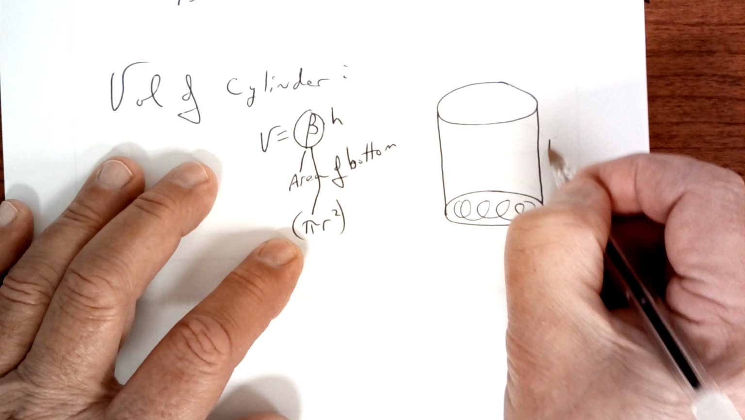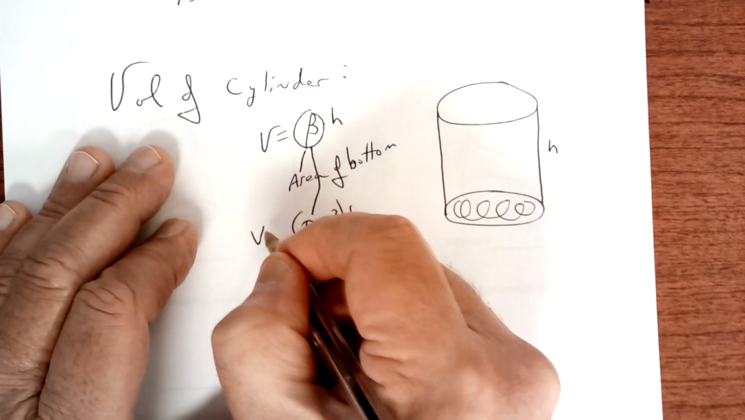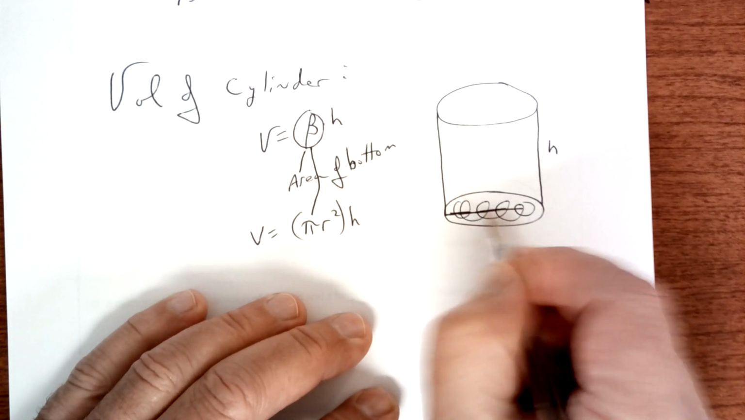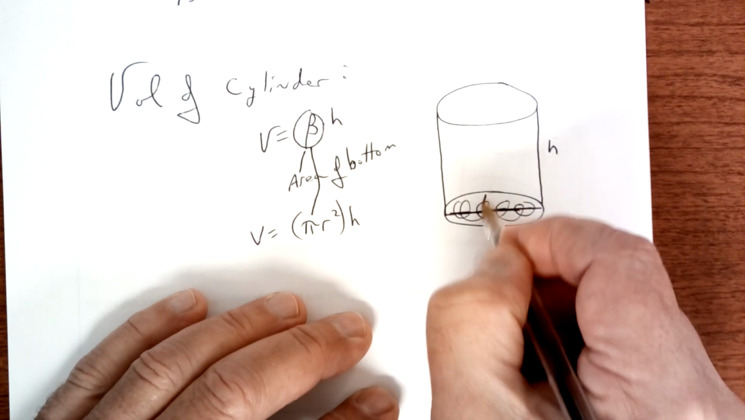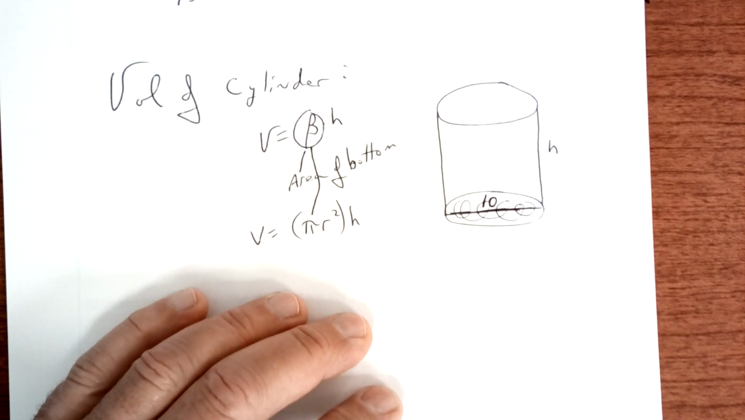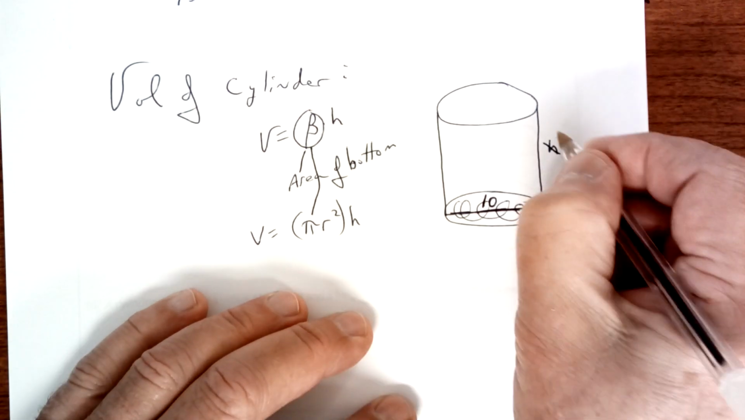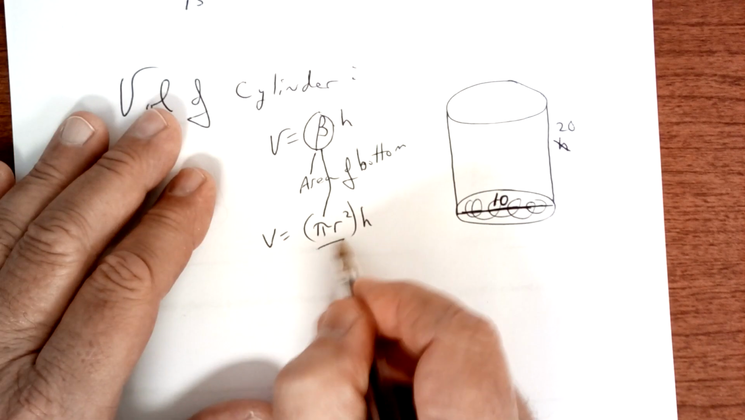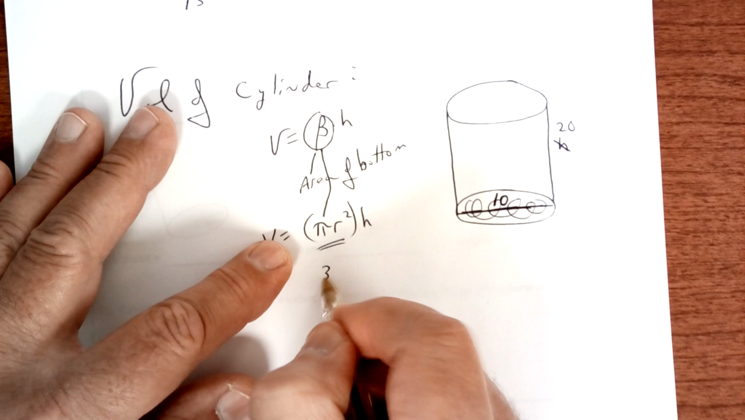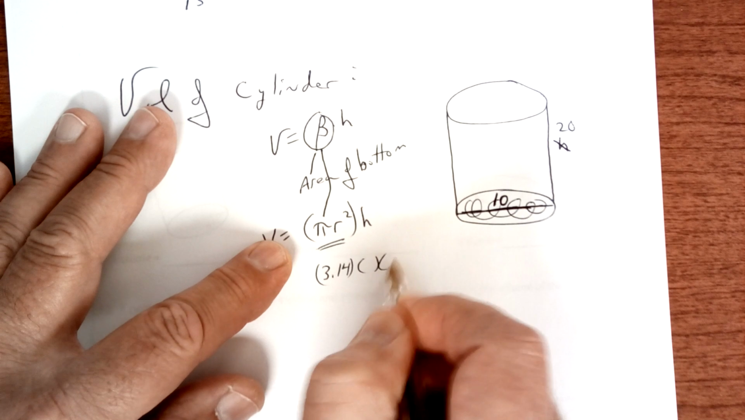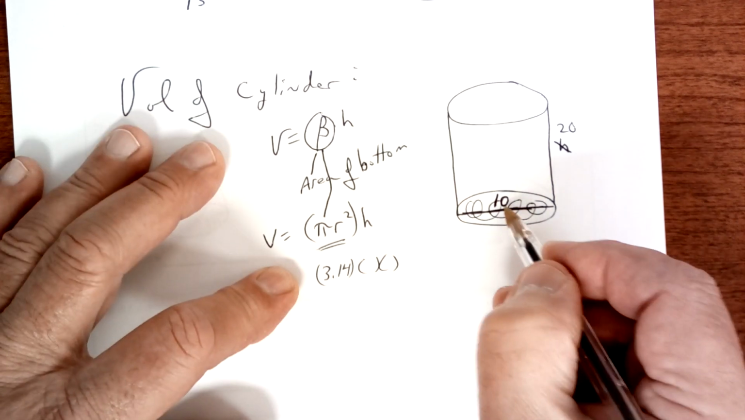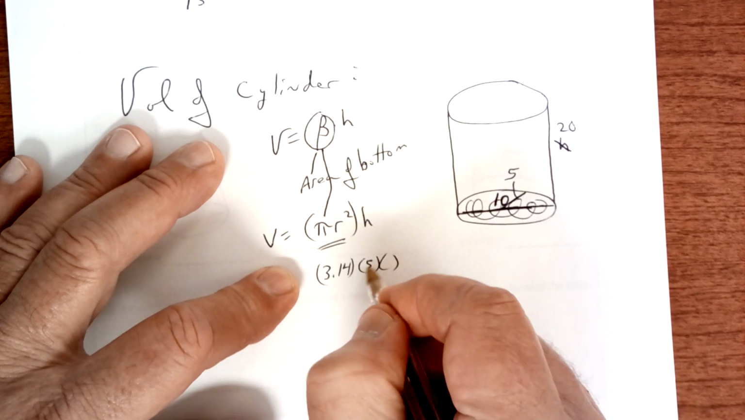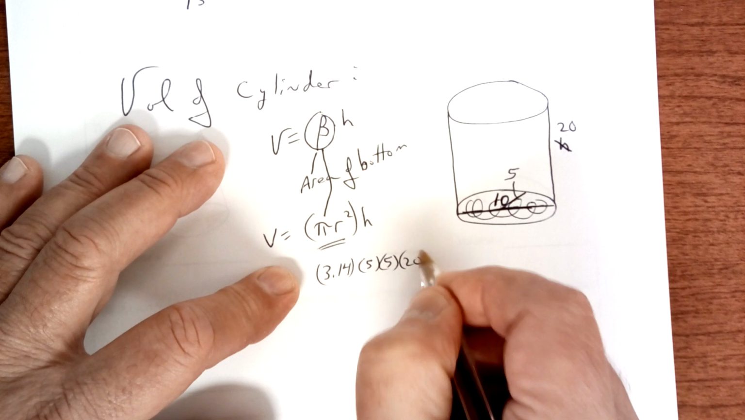So let's give some numbers here so we can work this. So let's make the diameter 10. So write that down. And let's make the height 20. So to get volume, you're going to take the area, which is pi, times the radius squared. The radius is going to be 5 times the height. So you get your calculator out.